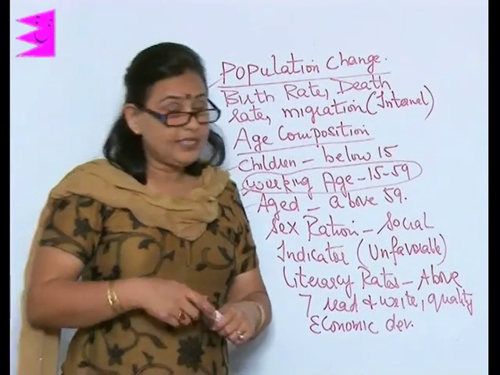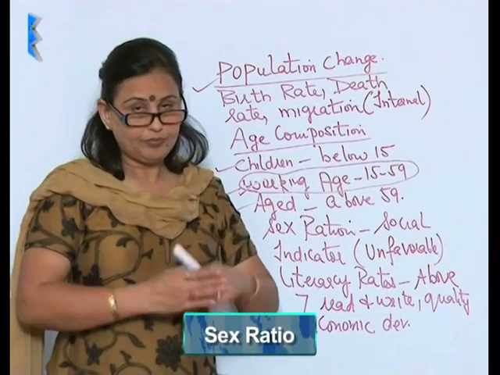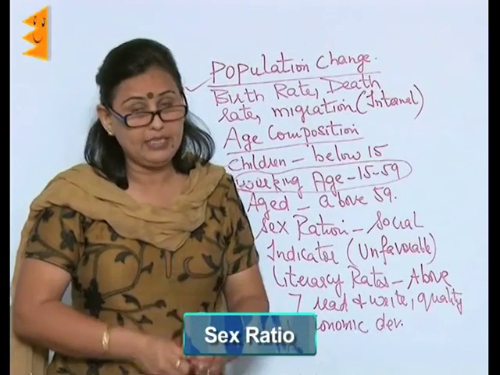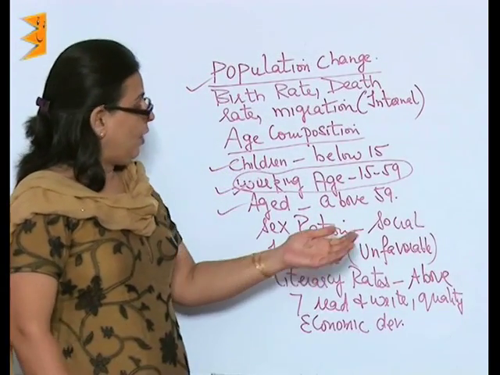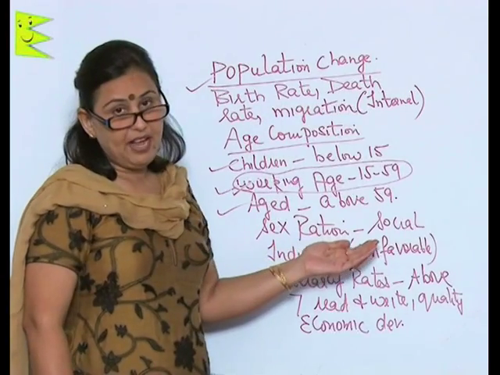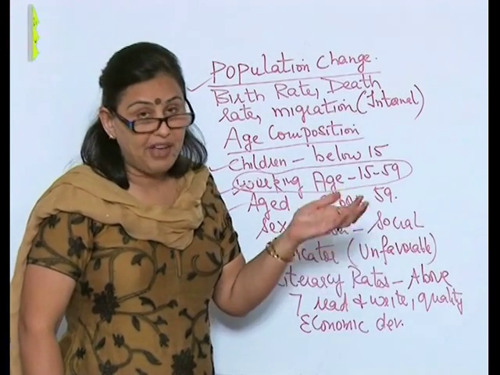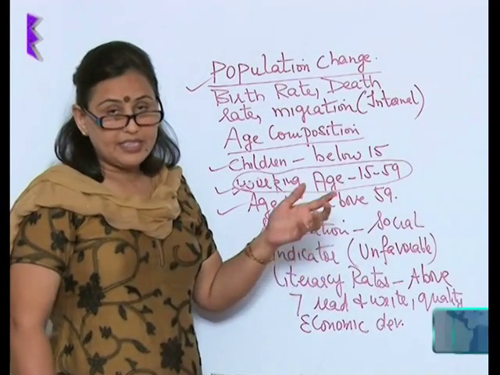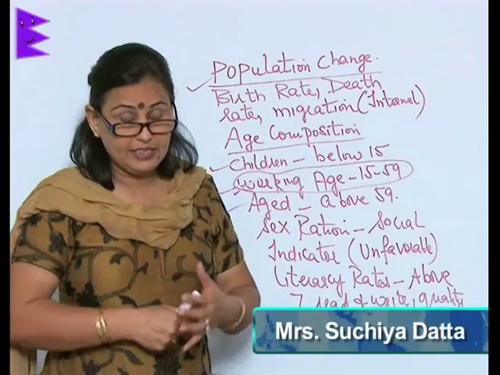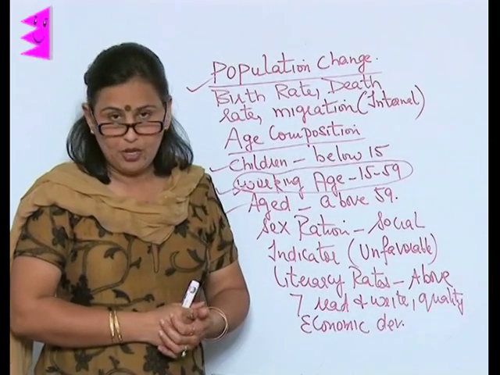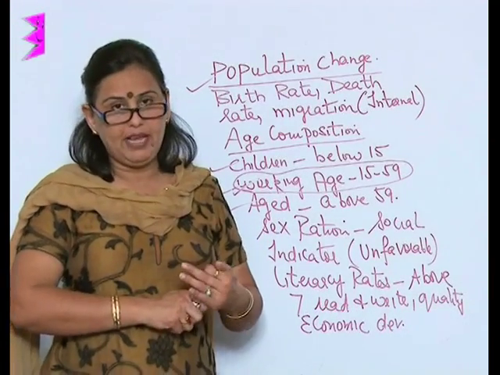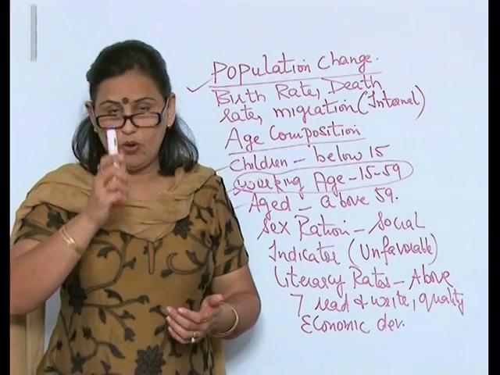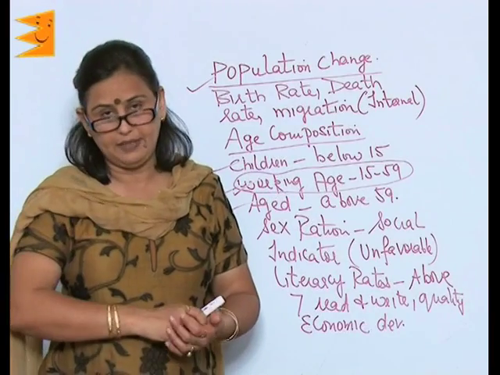Now, next is the sex ratio. That is the number of females per 1,000 males in a country. Now, this sex ratio is in fact a great factor in determining the social status of a country. That is, it is a social indicator, because if the number of females is less as compared to the males, then it is not a very healthy society.